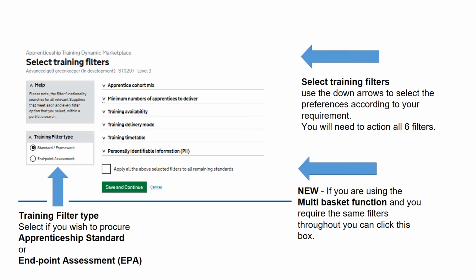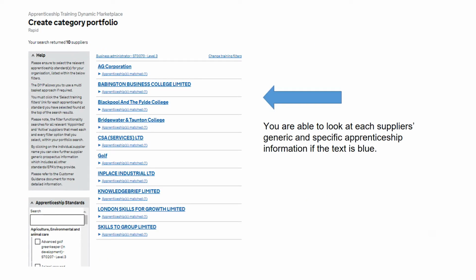Training Filter Type. Select if you require Apprenticeship Standard or Endpoint Assessment. Please note, when you select Apprenticeship Standard, the winning supplier will organise the Endpoint Assessment supplier on your behalf. Select Training Filters. You will need to complete all 6 training filters. If you're using the multi-basket approach and require the same filters to be used, tick the box and all standards selected will be automatically populated with the same preferences. You have the option to have different filters for different standards if you require. This applies to Rapid only.